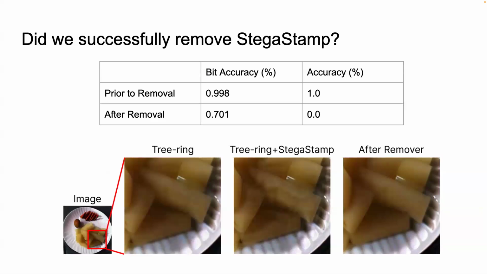Here we evaluate the effectiveness of our StegaStamp removal process. The table compares the two key metrics, bit accuracy and overall accuracy, before and after the removal process. Our results show that the StegaStamp watermark is no longer detectable after removal. This means that we have reverted the image to just the Tree-Ring watermarked image.